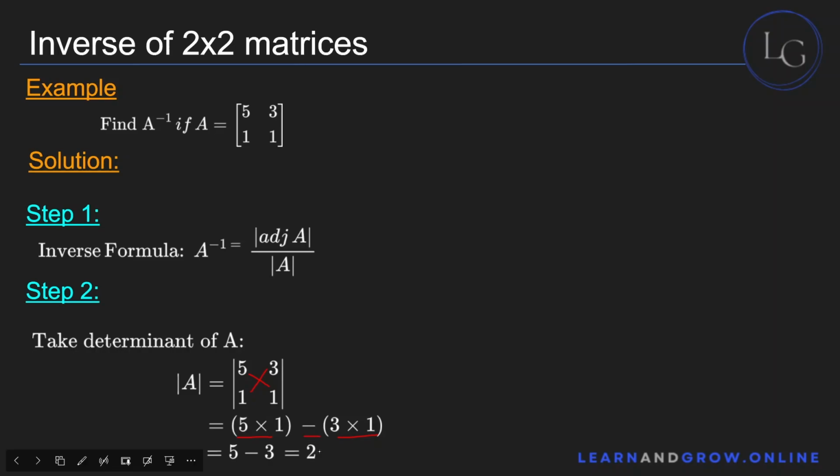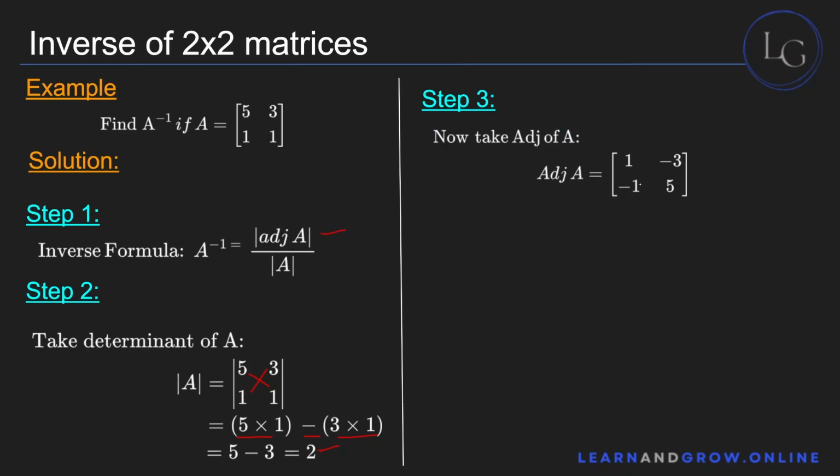And so 2 is the answer here. And then you will have to find the adjoint. So the adjoint of A is found like this. Now, the original matrix was this. What we've done here is that we've switched 5 and 1, and we've changed the signs of 1 and 3, and you get this matrix here. So this is the adjoint of A.